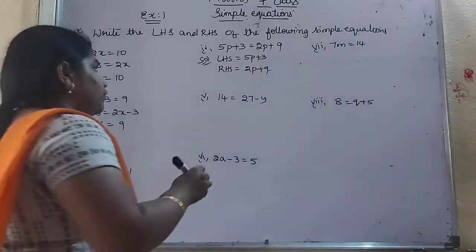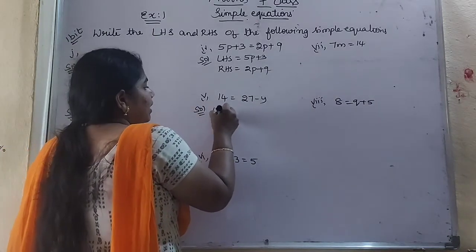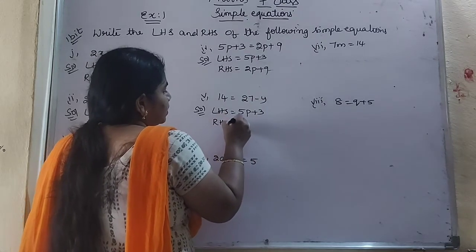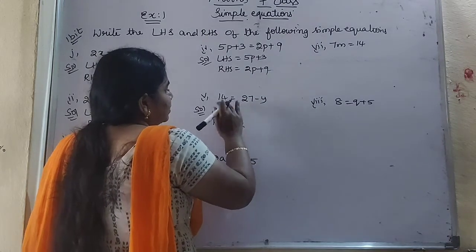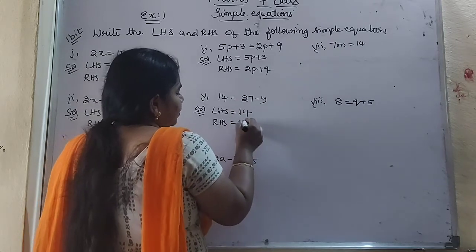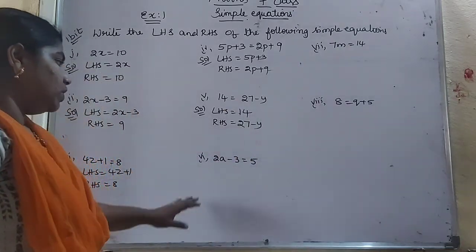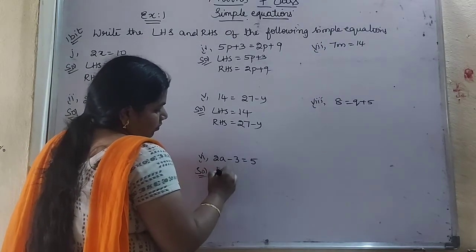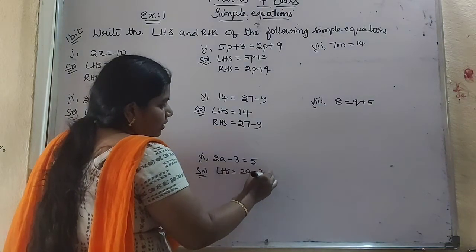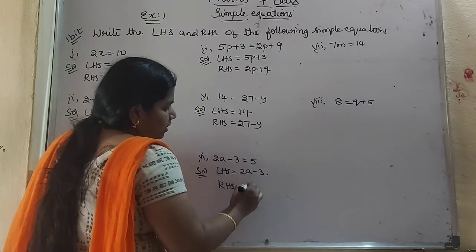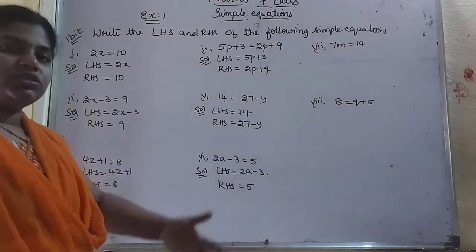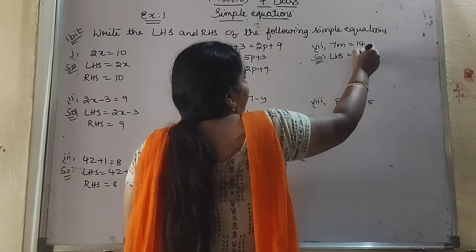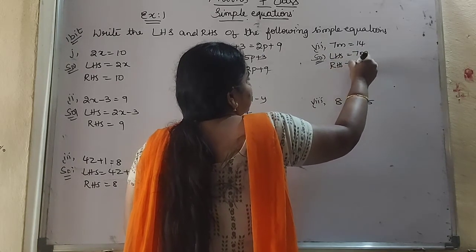Now for the fifth one, the LHS is 14 and the RHS part is 27 minus y. For the sixth one, the LHS is 2a minus 3 and the RHS is 5. Again, the next two: the LHS is 7m and the RHS is 14.